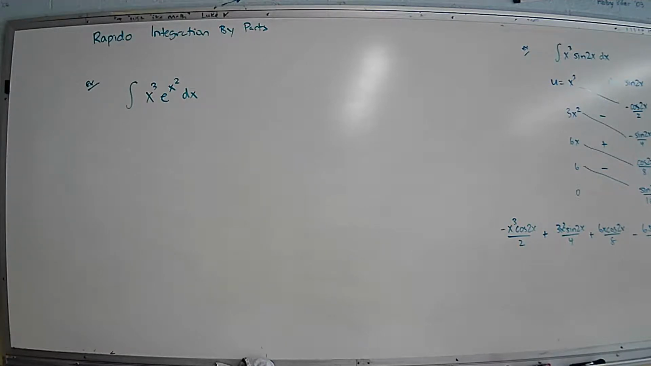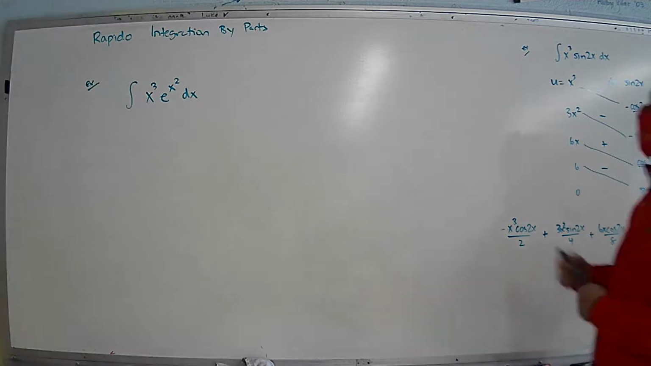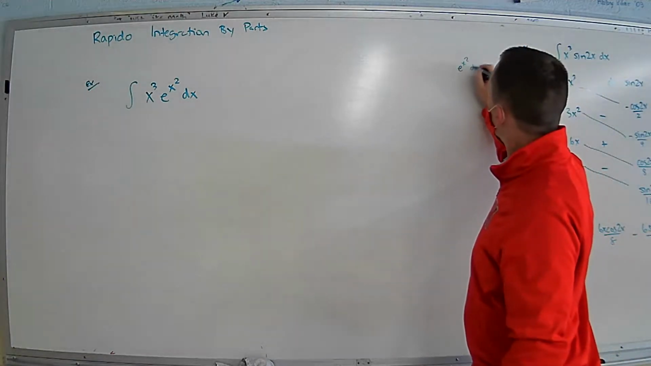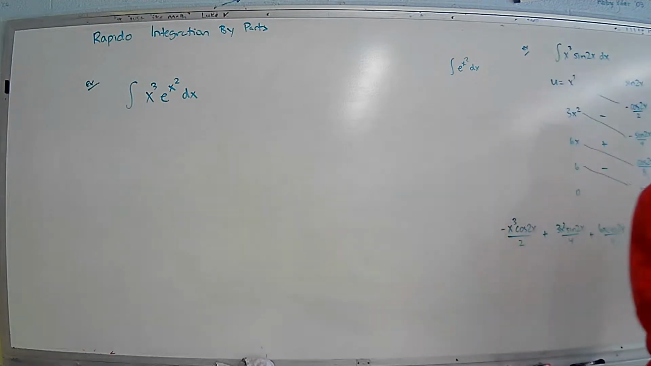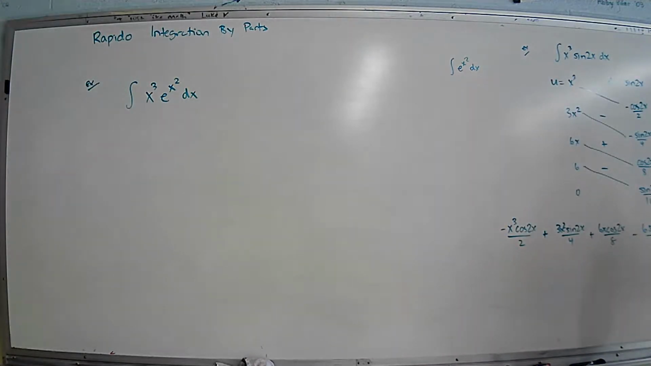So if you're thinking about doing this with the rapido, what do you want to make u? X cubed, and then you want to make dv e to the x squared. Okay, but there's a problem with that. The problem with that is, do you know the antiderivative of e to the x squared? Because I sure don't. I don't know the antiderivative of e to the x squared.